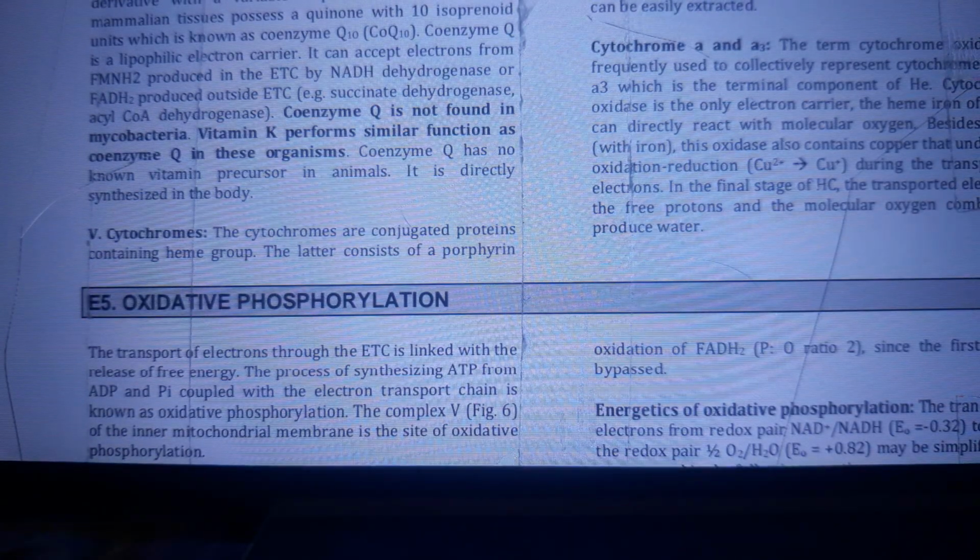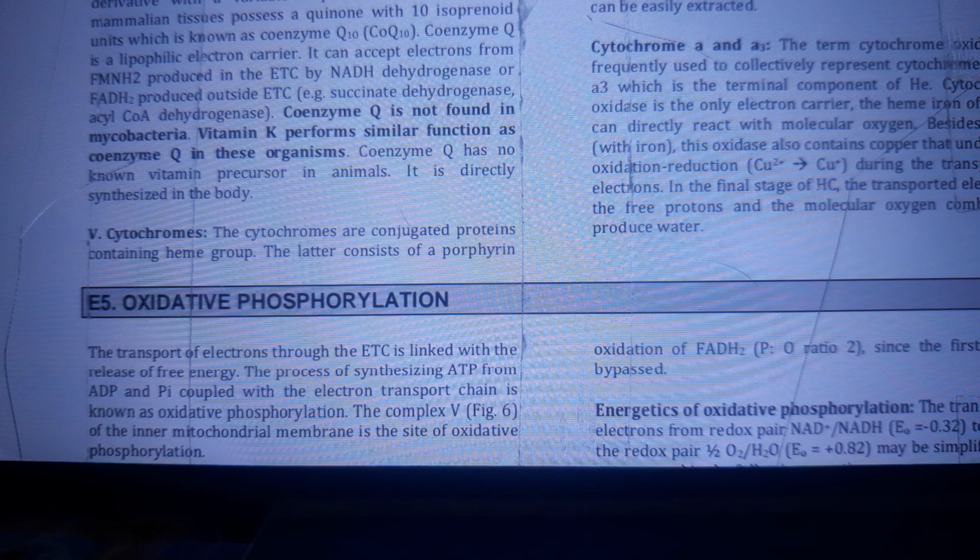Coenzyme Q. Coenzyme Q is also known as ubiquinone since it is ubiquitous in living systems. It is a quinone derivative with a variable isoprenoid side chain. The mammalian tissues possess a quinone with 10 isoprenoid units, which is known as coenzyme Q10, CoQ10. Coenzyme Q is a lipophilic electron carrier. It accepts electrons from the FMNH2 produced in the ETC by NADH dehydrogenase, or from FADH2 produced outside the ETC, for example by succinate dehydrogenase and acyl-CoA dehydrogenase.